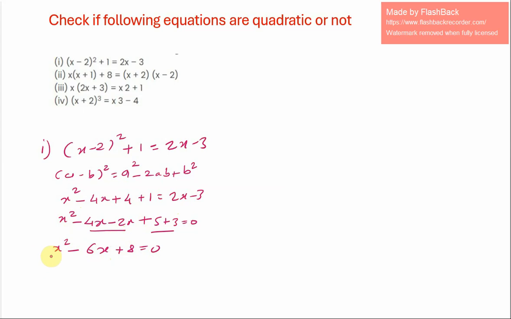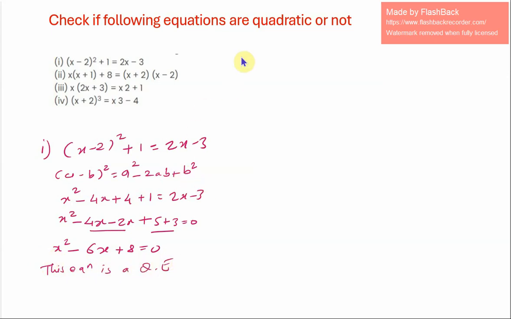So it is in the form x square plus bx plus c equals 0. Hence it is a quadratic equation. We can say that this equation is a quadratic equation.